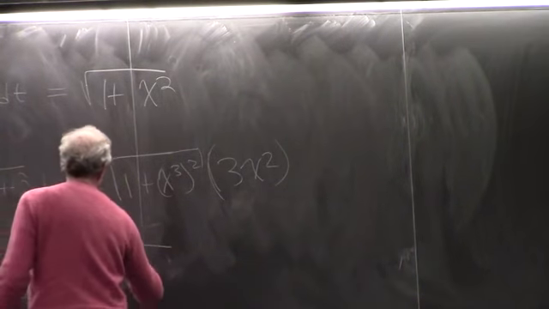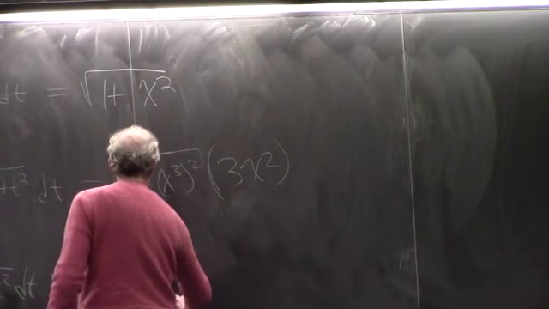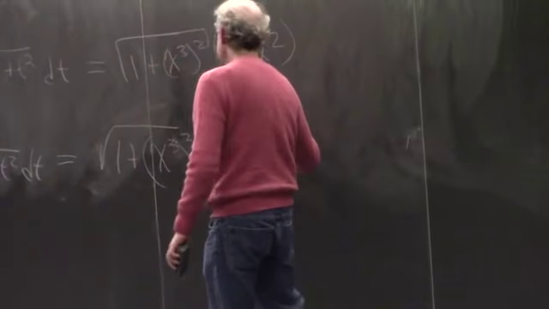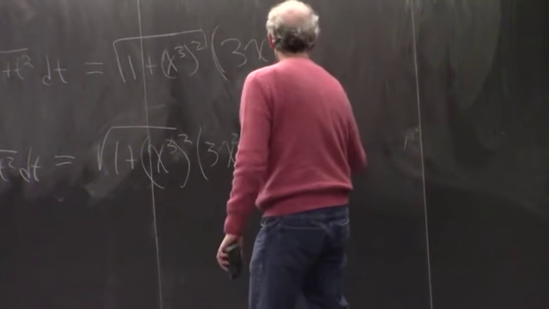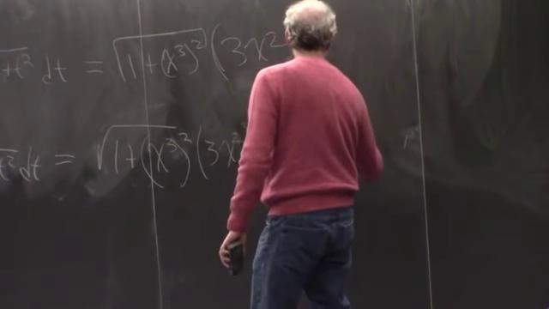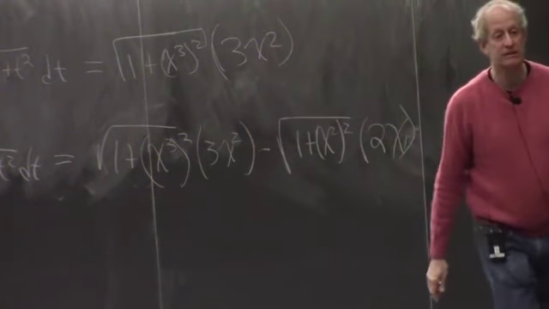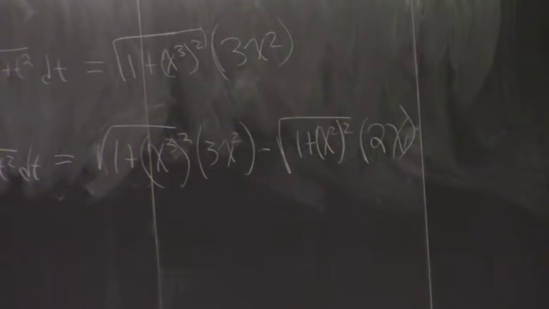the square root of 1 plus x cubed squared times 3x squared minus the square root of 1 plus x squared squared times 2x. Okay? Happy so far? How do we do on those?